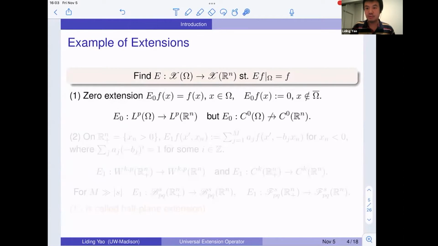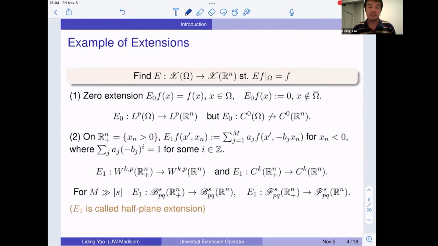Let me start with several examples of extensions. We can talk about the most trivial and dumb extension, which is setting the extended function to be identically 0 outside the domain. Certainly this kind of E0 is bounded in L^p, but it does not preserve any continuity. If you have a continuous function and you just extend it this way, very likely you will have a discontinuity at the boundary. This is not a good extension operator that we are going to talk about.